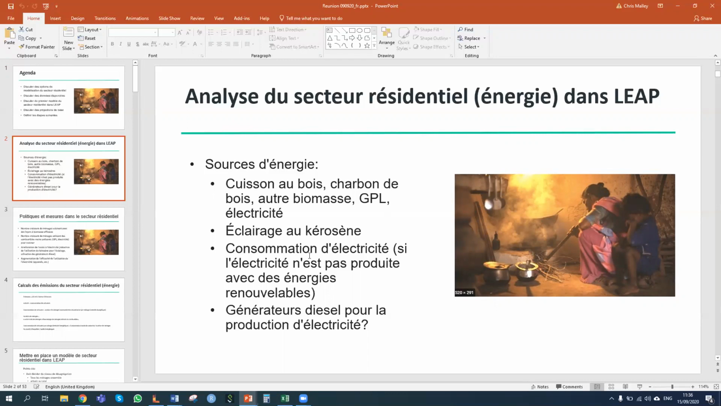In the LEAP modeling, this consumption of electricity, the emissions, are accounted for under electricity generation and not under the residential sector. And in some countries where there is intermittent electricity supply, diesel generators can be used to produce electricity. So these are the main sources that we're trying to model in the residential sector.